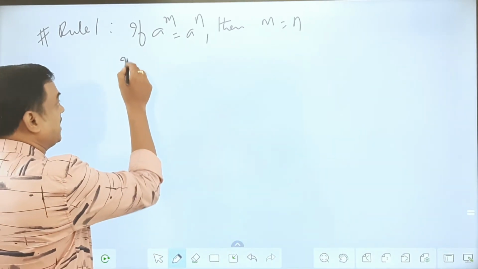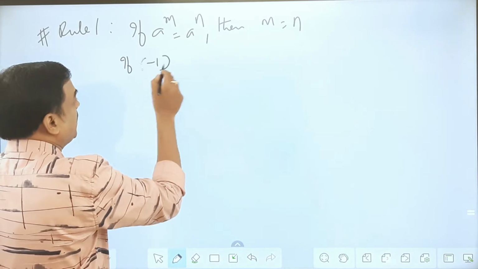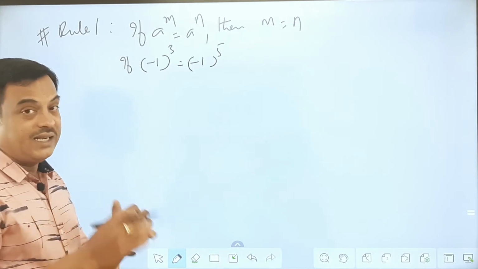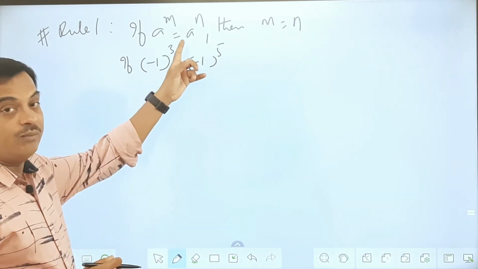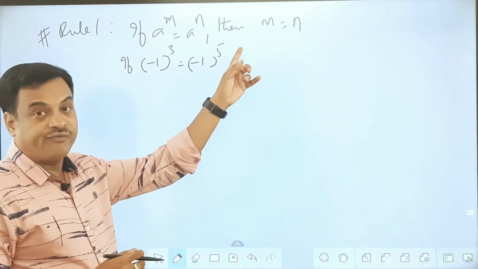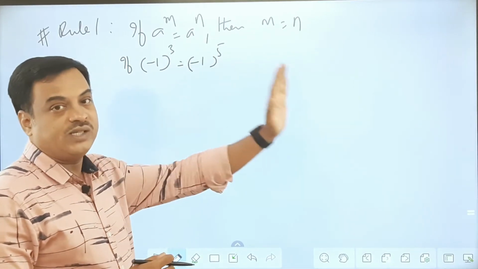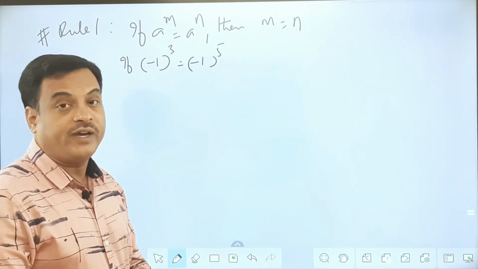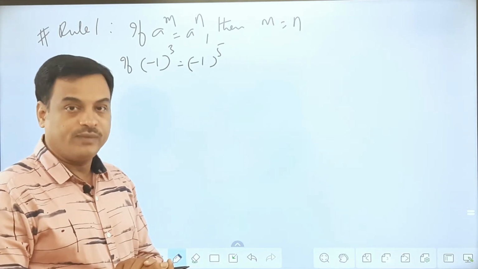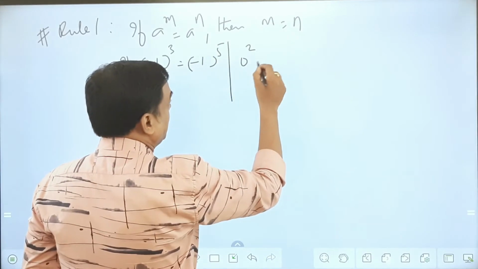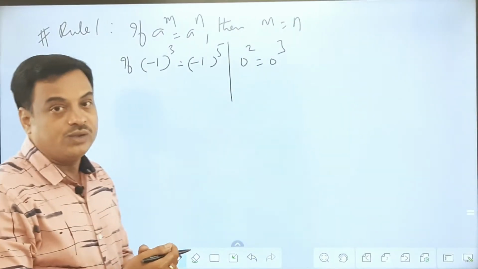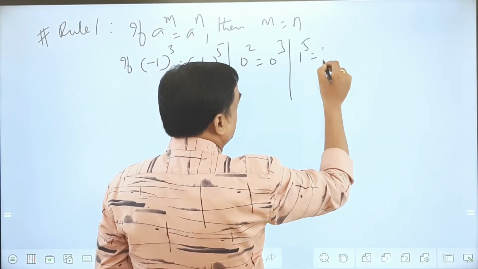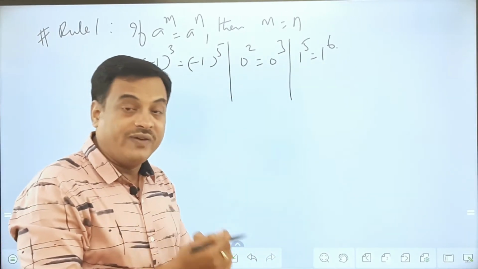See here, if I take the condition minus 1 to the power of 3 is equal to minus 1 to the power of 5. Now technically minus 1 to the power of 3, the power is an odd number, gives minus 1, and minus 1 to the power of 5, the power is an odd number, again minus 1. Minus 1 is equal to minus 1. But if you satisfy this in this manner, can you say 3 is equal to 5? Is it correct if I say 3 is equal to 5? No. Next one, 0 square is equal to 0 cube. Both are equal to 0. Can you say 2 is equal to 3? No. Again, 1 to the power of 5 is equal to 1 to the power of 6. Can you say 5 and 6 both are equal?